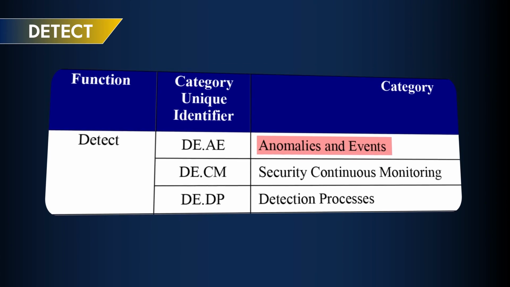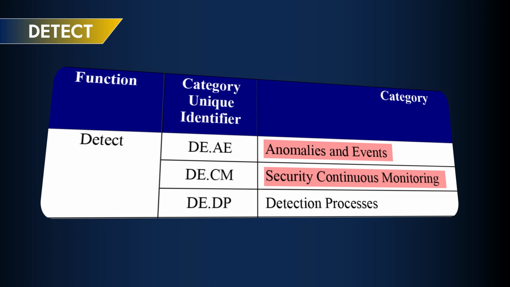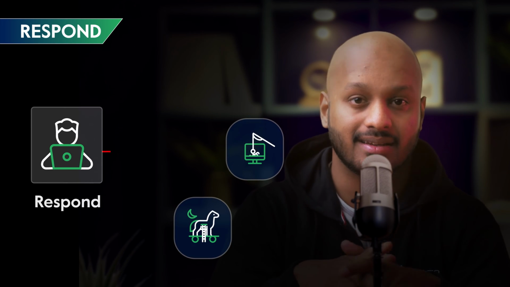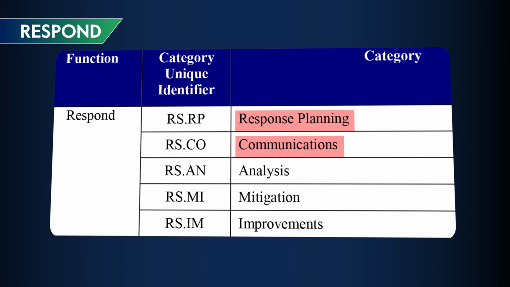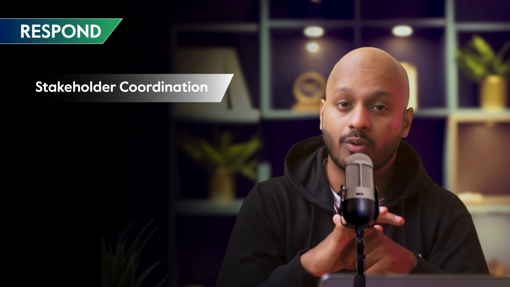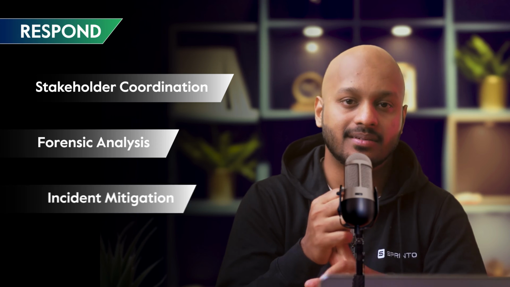Number 3 is detect. The detect function implements measures that alert an organization to cyber attacks. Very important. Detect categories include anomalies and events, security continuous monitoring, and detection processes. Some examples of controls are detected event analysis, network monitoring, and detection improvement. Number 4 is respond. The respond function aims to ensure the appropriate response to cyber attacks and other cybersecurity events. Specific categories include response planning, communications analysis, mitigation, and improvements. Respond features controls like stakeholder coordination, forensic analysis, and incident mitigation.